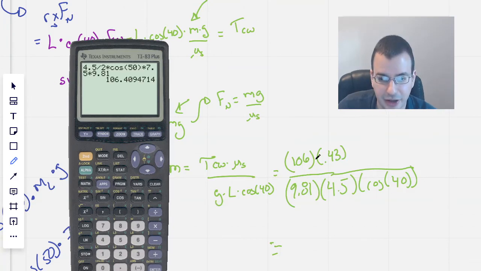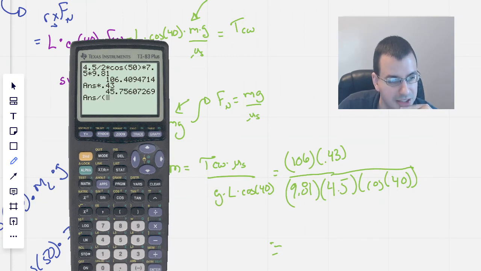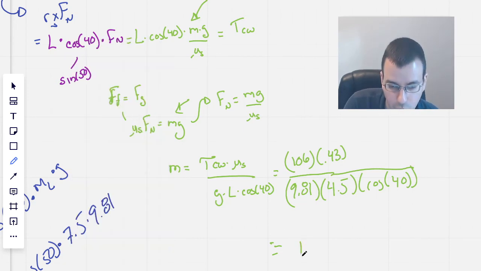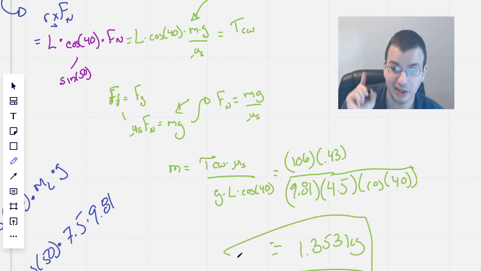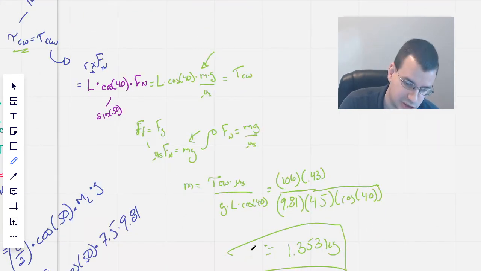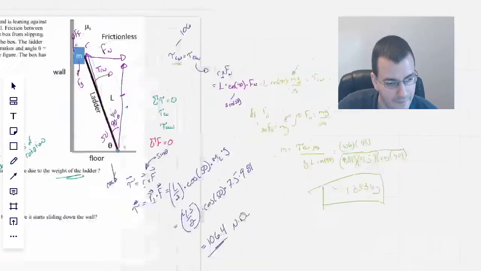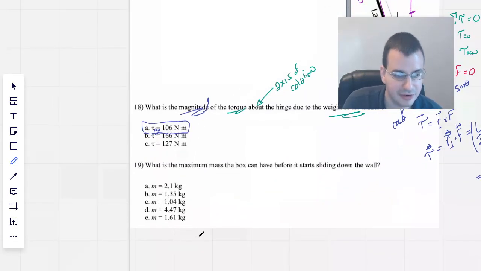Hopefully. Ideally. So we have 106 times 0.43 divided by massive quantity, 9.81 times 4.5 times cosine of 40, which could be sine of 50, that's fine. And then I'll do parentheses, and that gives us 1.353. 1.353, and this will be in kilograms. Okay. There we go, finish off the box. 1.35 kilograms right here. Excellent. So that is the answer.